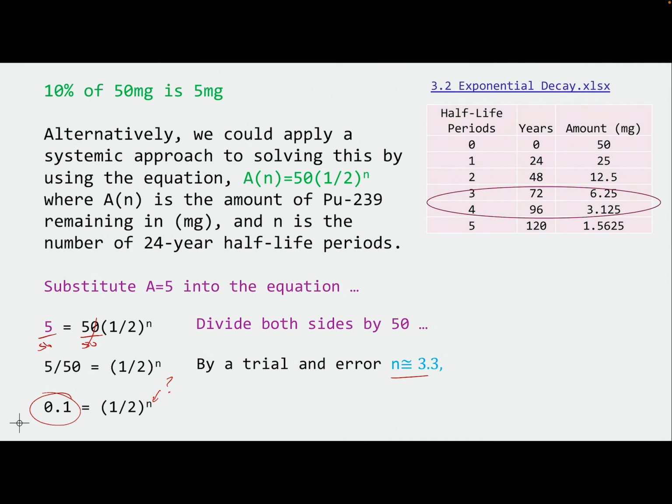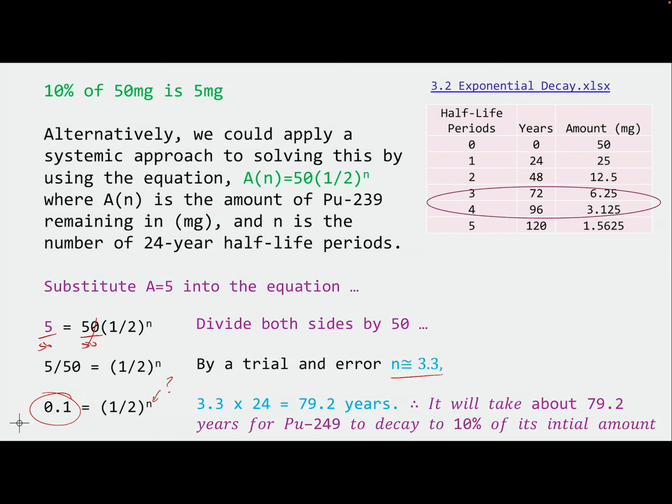So if n is equal to 3.3, then that means 3.3 half-life periods. If I multiply that by 24, I get the total number of years. Therefore, it'll take about 79.2 years for the Pu-239 to decay to 10% of its initial amount.